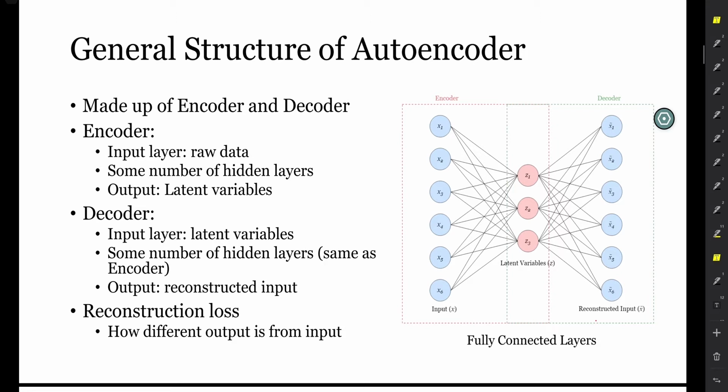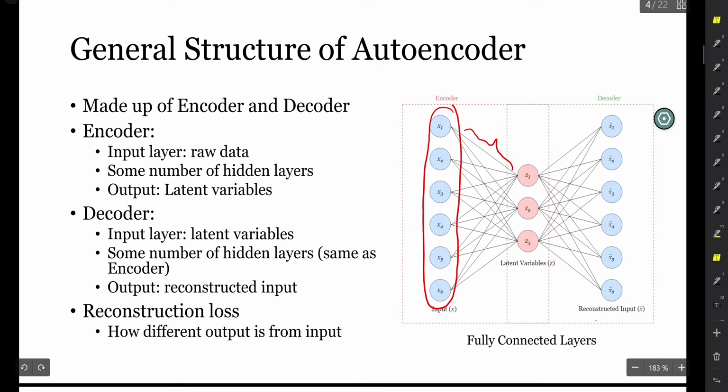Generally, autoencoders are made up of an encoder part and a decoder part. The encoder consists of an input layer of features, and then some number of hidden layers. And then in the middle, they will have their vector of latent variables here. Then they will have another layer of hidden layers, which would be the opposite of these layers.